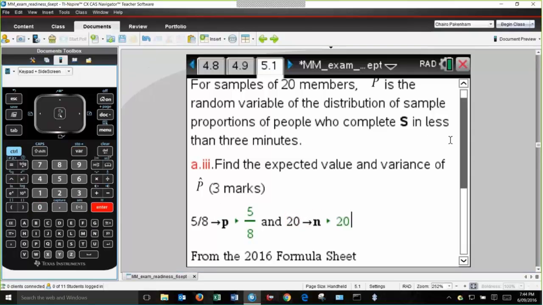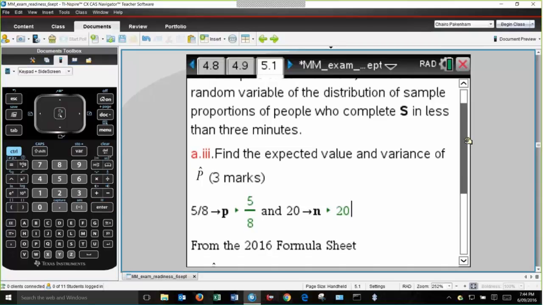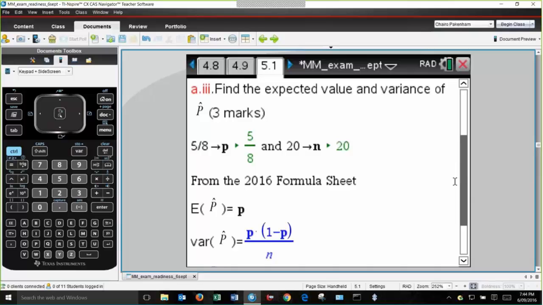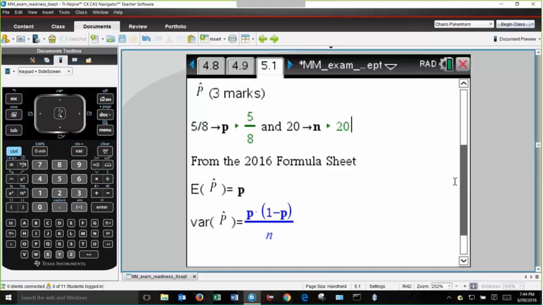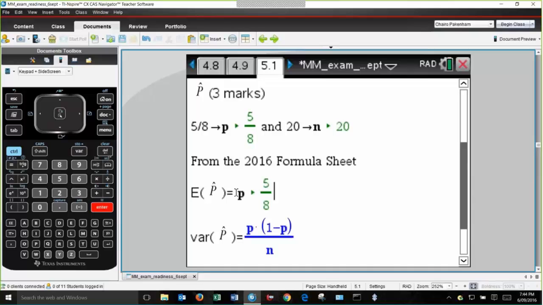Okay, now on the formula sheet, we have that the expected value is P, so that's 5/8 obviously, and we know the variance. Now because I've defined that, I've got the variance as well. Now that was 3 marks, fairly generous, so presumably 2 answer marks and 1 mark for knowing the formula.